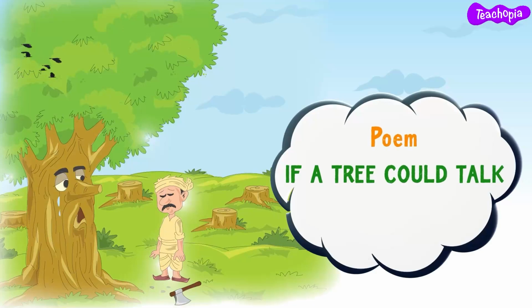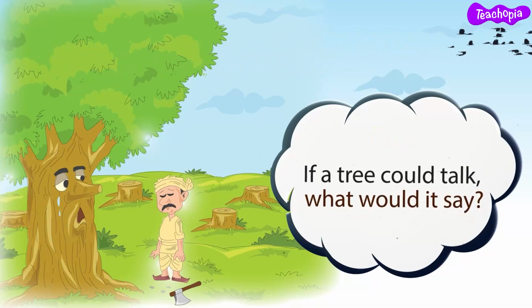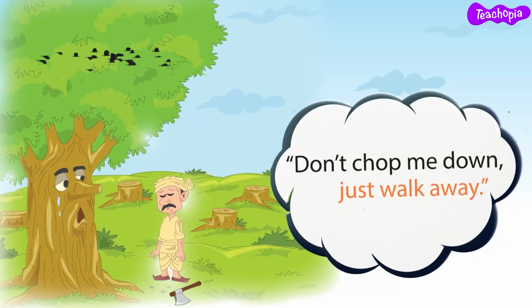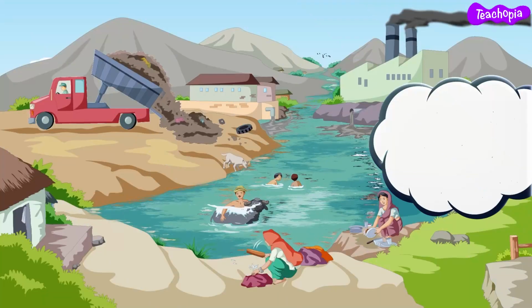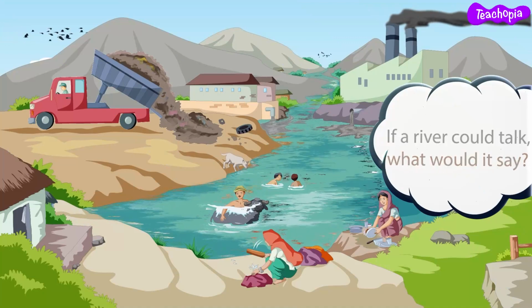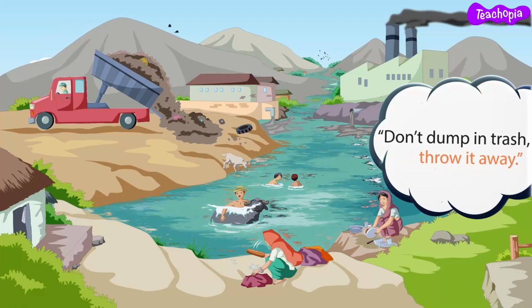A poem, If a Tree Could Talk. If a tree could talk, what would it say? Don't chop me down, just walk away. If a river could talk, what would it say? Don't dump in trash, throw it away.